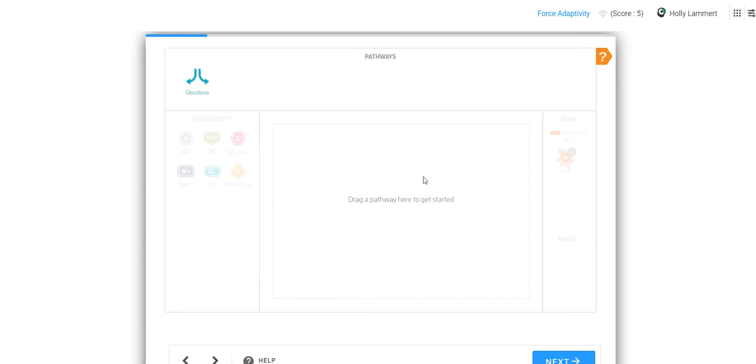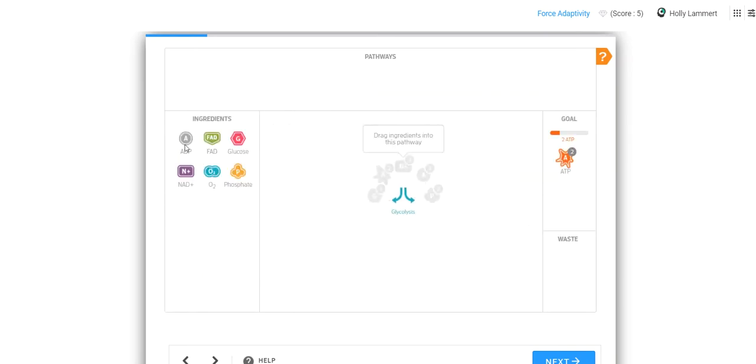Okay, all right, so here we're in our pathway. What ingredients do we need? Drag a pathway here to get started. So let's drag this pathway there. Ingredients, what went in, right? We needed glucose, yummy, our sugar. And what else should we put in? ADP we need to put in because this is going to help us generate ATP. We're going to put 1 more phosphate on there.